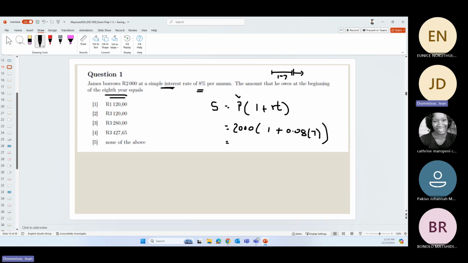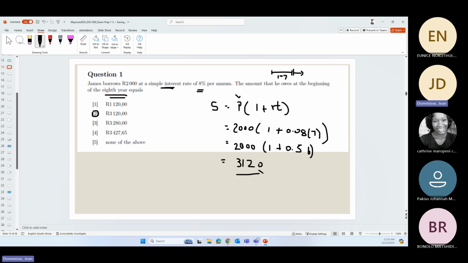Okay, and then if we work that out, 0.08 times 7 gives us 0.56. So it will be 2,000 times 1.56, which will give us an answer of 3120. Okay, which is option 2.